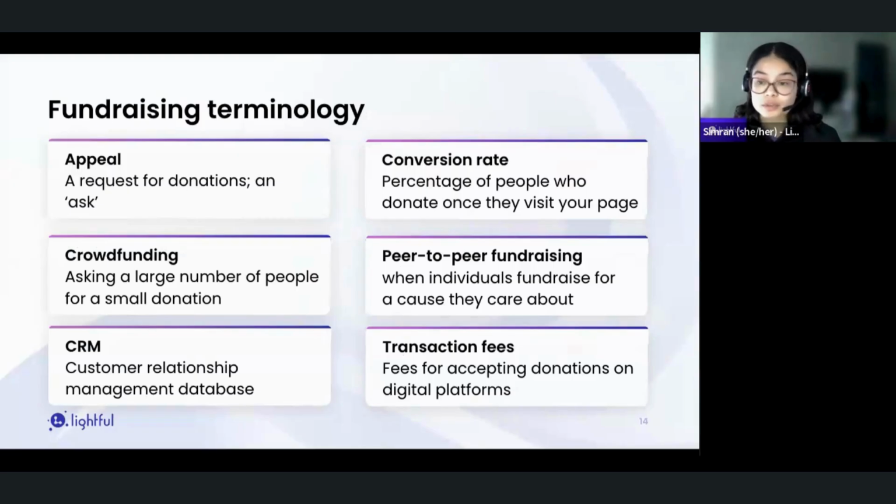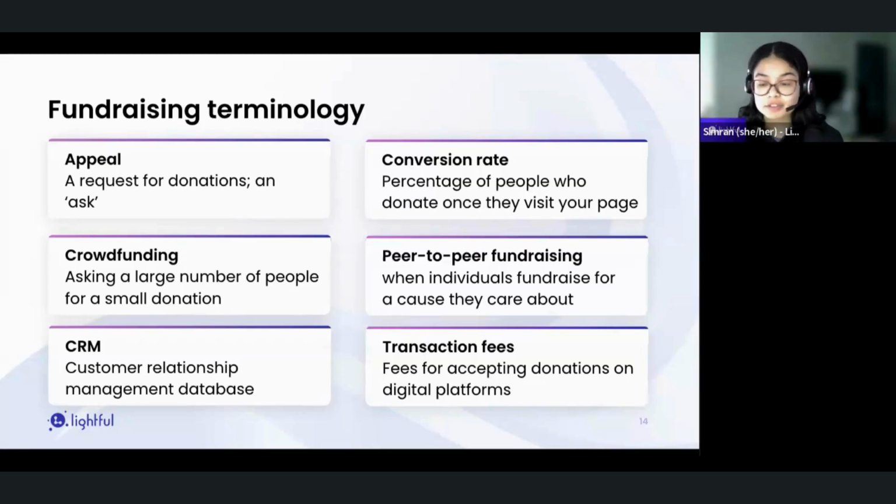And it's also a really important metric to track the success of your online giving. And this is the percentage of individuals who donate once they visit your website or online giving platform. Essentially, you're tracking how many individuals you have converted into donors.